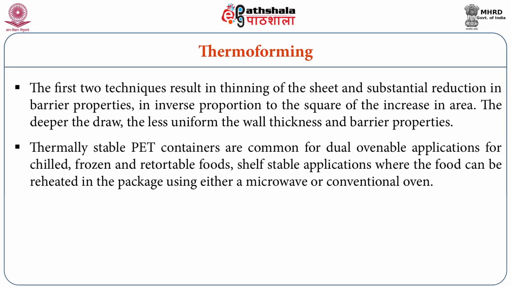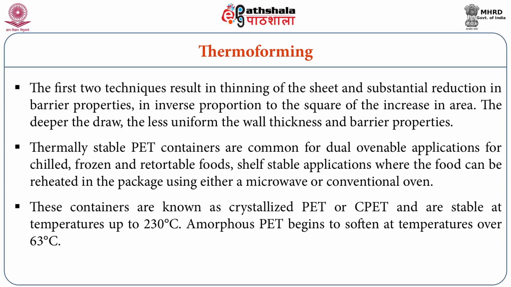Thermally stable PET containers are common for dual ovenable applications for chilled, frozen and retortable foods. These are shelf-stable applications where the food can be reheated in the package using either a microwave or conventional oven. These containers are known as crystallized PET or CPET and are usable at temperatures up to 230 degrees centigrade. Amorphous PET begins to soften at temperatures over 63 degrees centigrade.